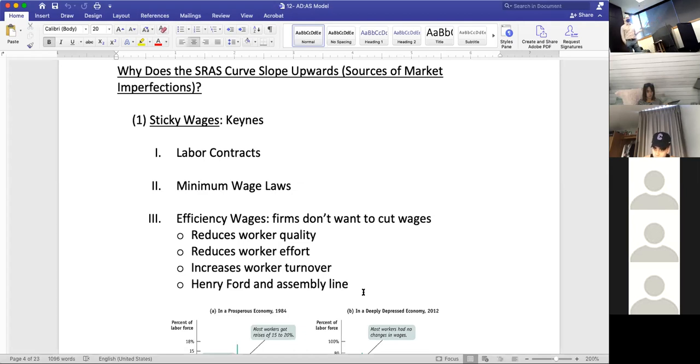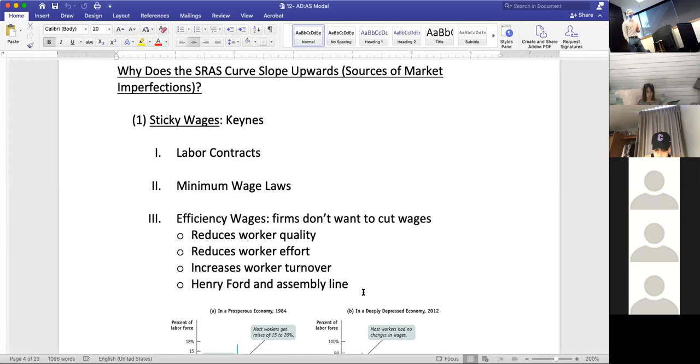If you're in a union, you have an explicit contract that might last upwards of 3 or 4 years. If you're not in a union, a lot of people sign yearly contracts or month-to-month contracts. This prevents wages from adjusting very quickly. Also, there's minimum wage laws, right? Sometimes firms simply can't cut wages because they can't cut them below what a minimum wage is, right? So if you are working at minimum wage, you're not going to get a wage cut.